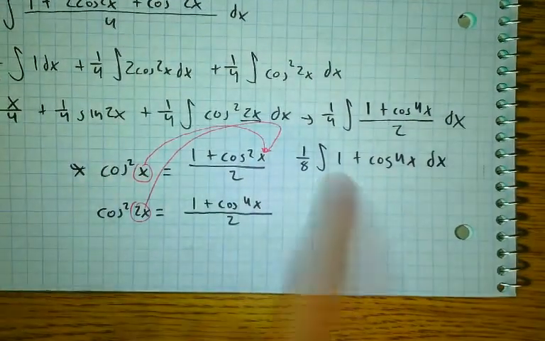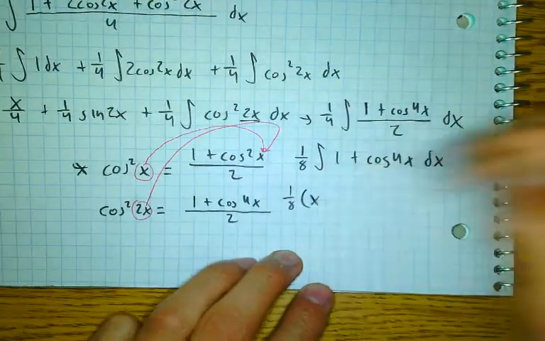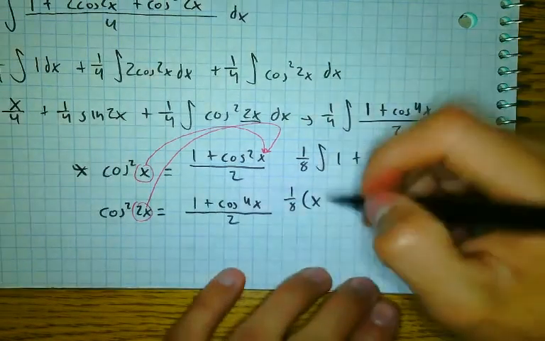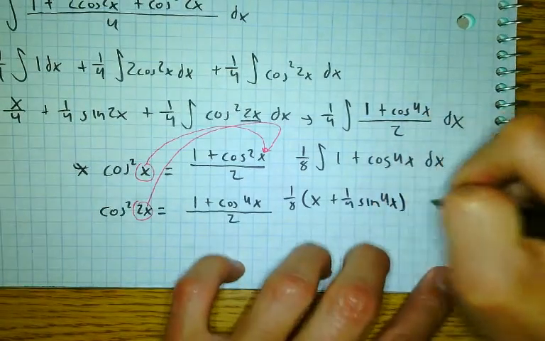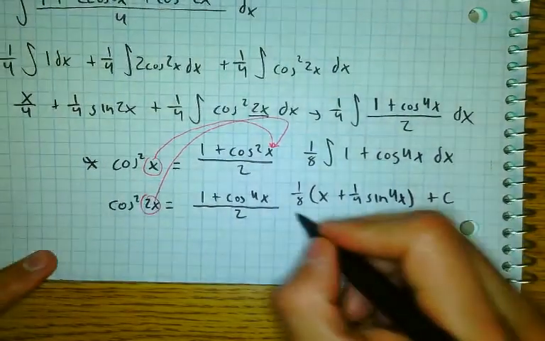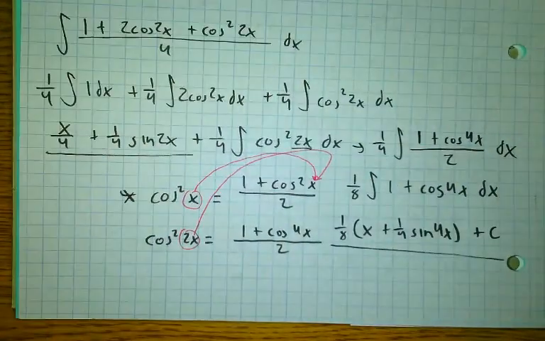Okay, what is the integral of 1? What is the integral of cosine 4x? 1/4, positive or negative? Positive, right? So 1/4 sine 4x plus c, right? Now, let's not get lost. It was that part plus this part right here, right?